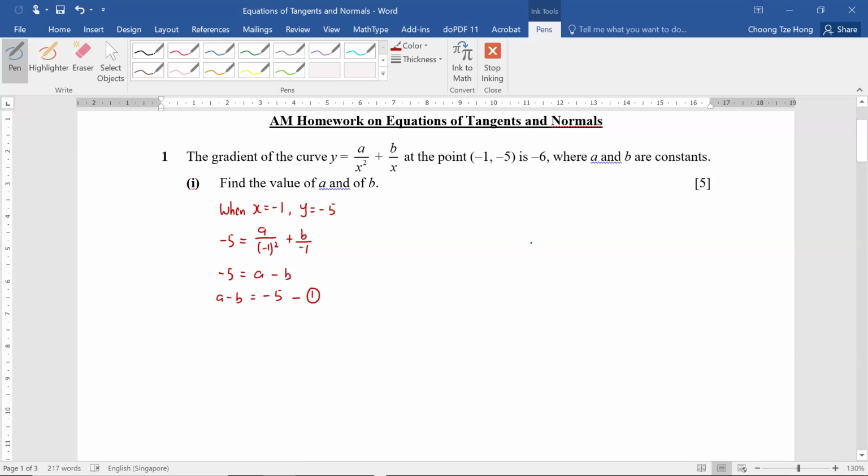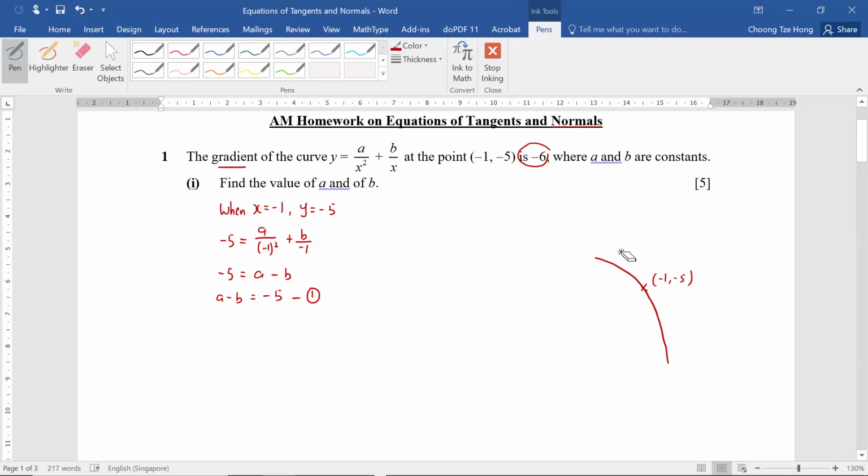So where would equation 2 come from? You look at this piece of info. They say that the gradient of the curve at the point -1, -5 is -6. I don't know how the curve looks like, so I'm just going to randomly draw something like this, because I know the gradient is negative. So at this point, -1, -5, the gradient of the tangent at this point. So this is a red line.